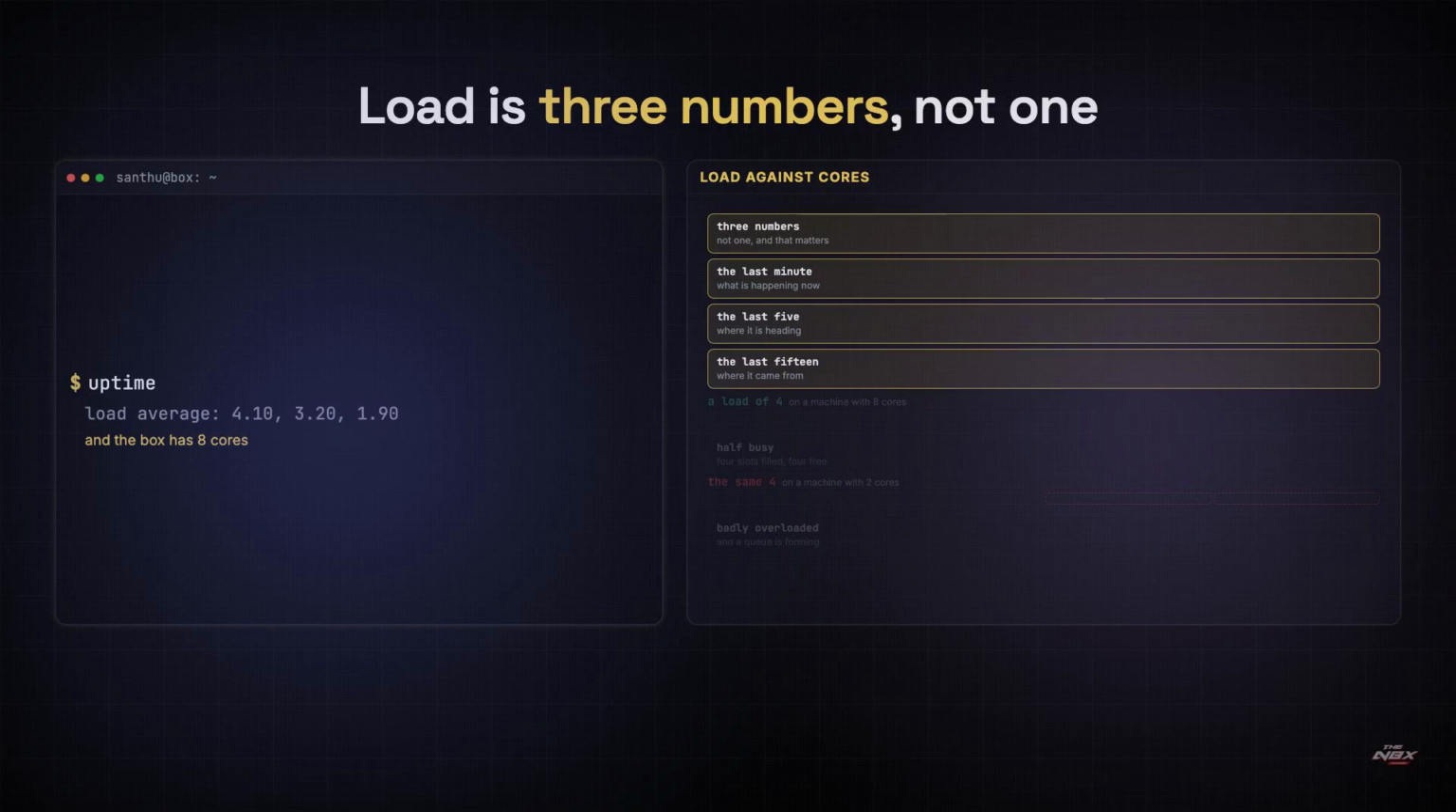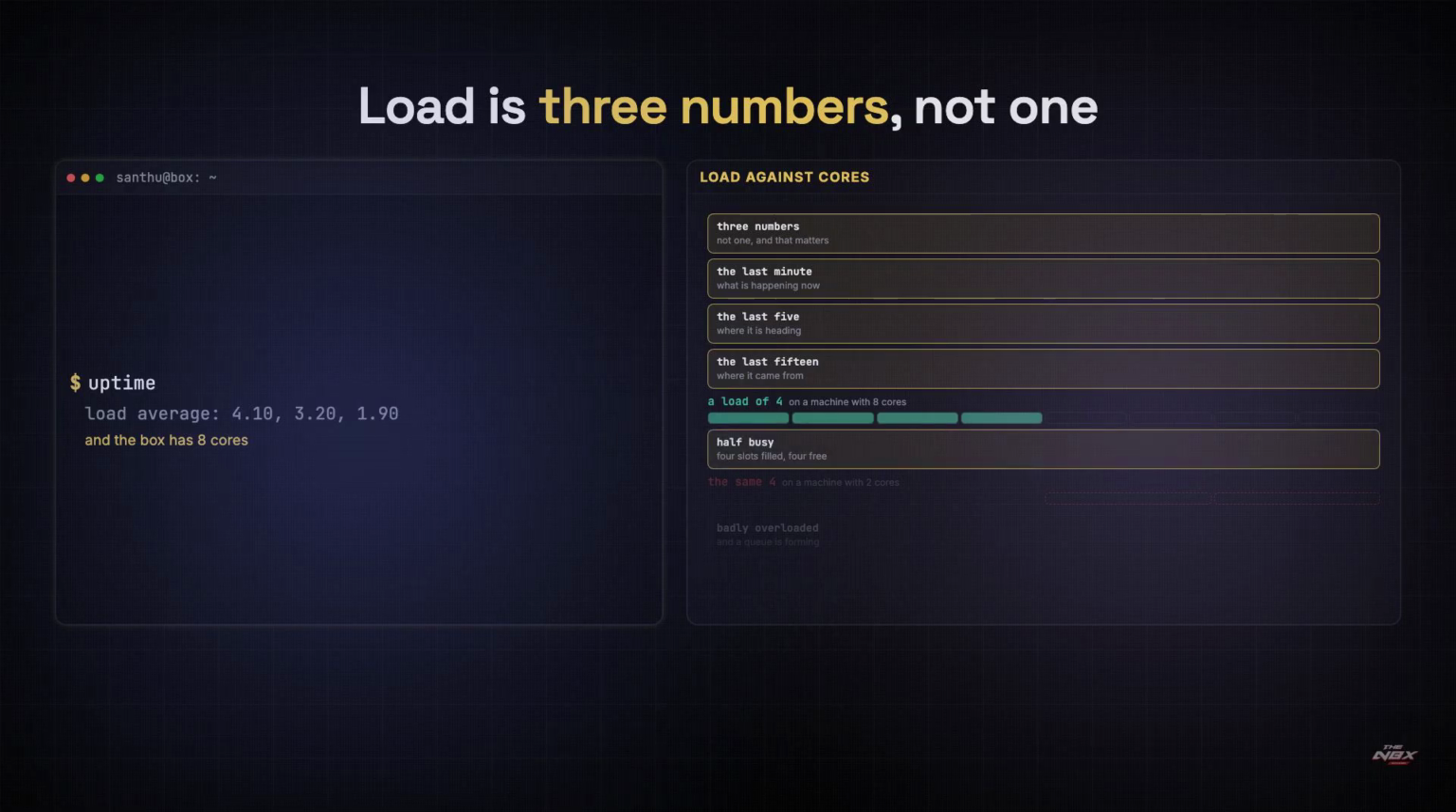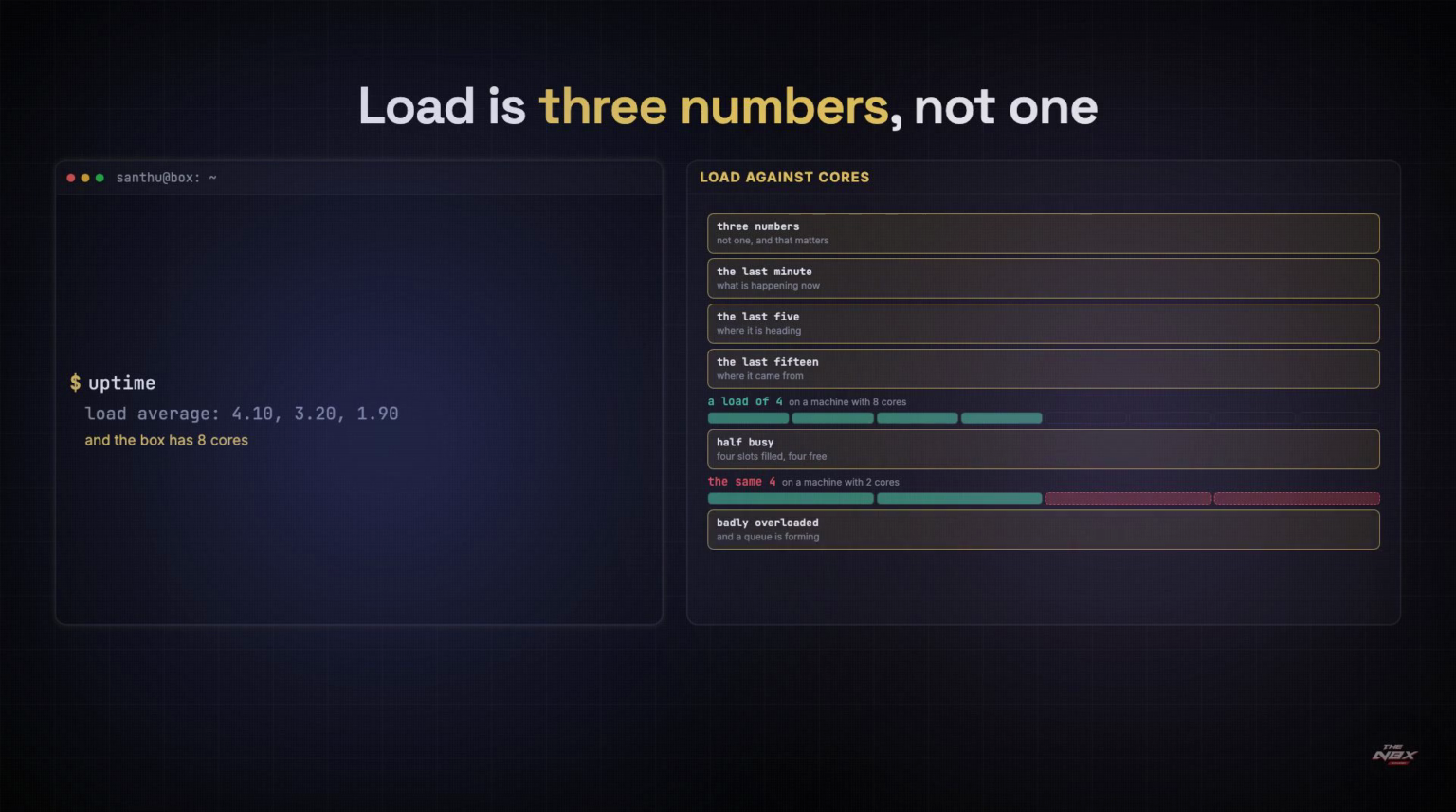Now the part people get wrong. A load of 4 sounds alarming until you ask how many cores this machine has. On 8 cores, that's half busy, 4 slots working, 4 sitting free. On 2 cores, the very same figure means badly overloaded, with work queuing up behind. Always divide by your core count because the number on its own tells you nothing. Load is a queue length, not a percentage, and that one sentence fixes most of the confusion.